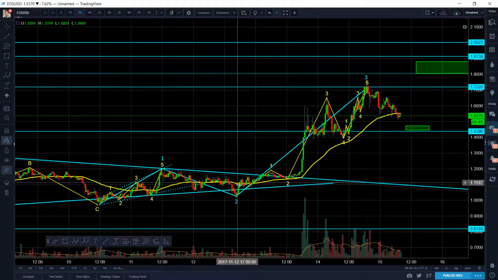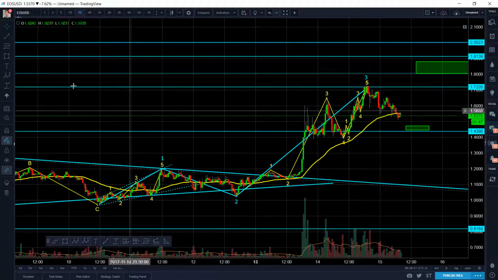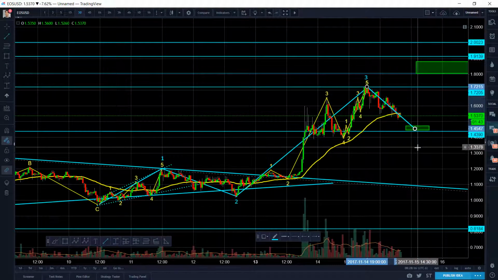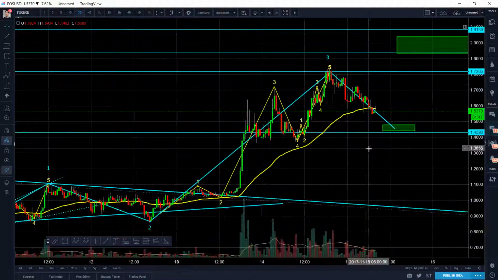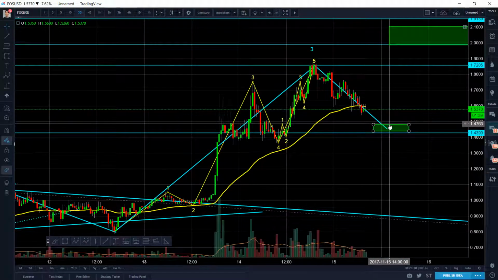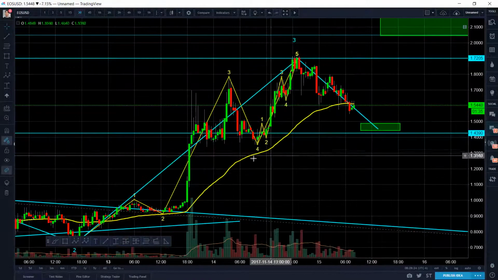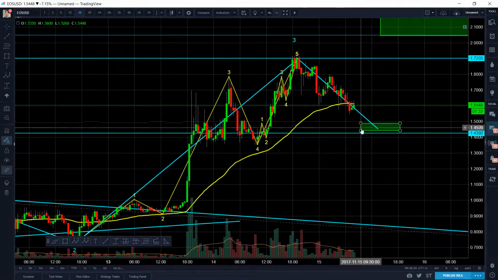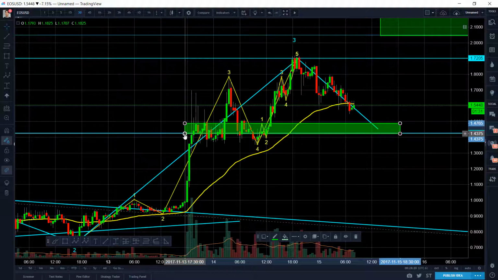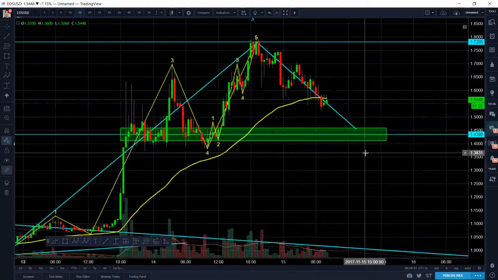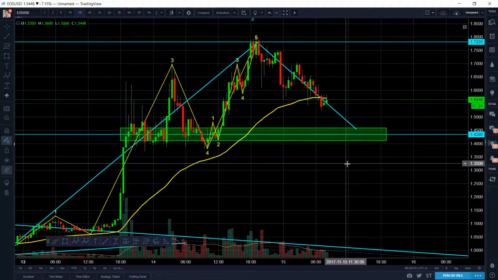This is wave 1, this is 2, this is 3. Now that we've rationalized it, guess where 4 ends up? 4 ends up right in this buy zone again, I'm guessing. Right in here. I think that's going to be the perfect one. This is going to be a really nice buy zone for people to get into. I don't know how far exactly it will retrace to, but I think that we're almost there already, guys.